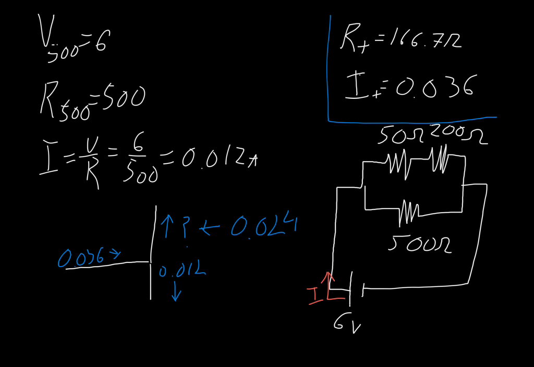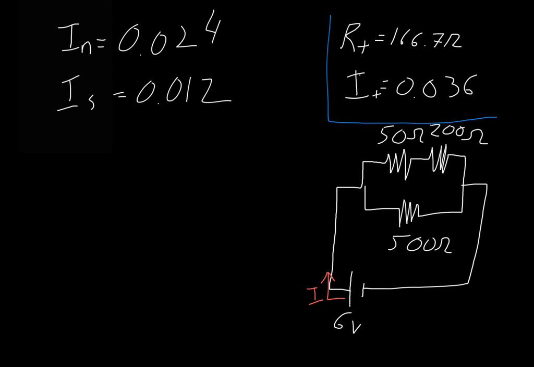Again, let's clean up. Here I've labeled it IN for I in the north, the current through the northern branch, and IS for I in the southern branch, the current in the southern branch. So now we can figure out the individual voltage drops. Now we've already said that V500 is going to be 6 volts because that's the only resistor in its branch, in its loop, and so all of the voltage has to drop across that. But what about the 50 ohm and the 200 ohm resistor?